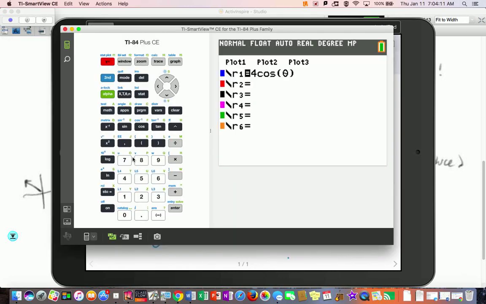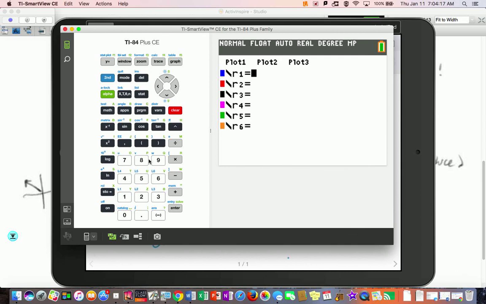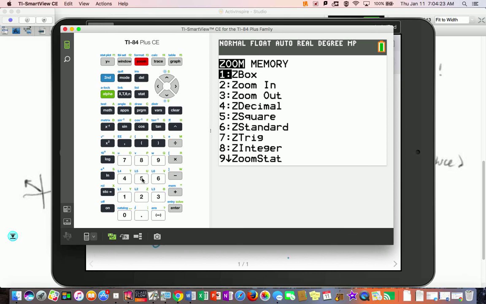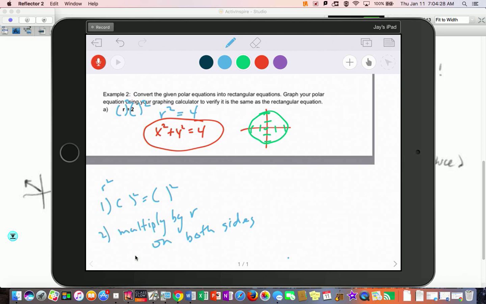What is the graph of r equals 2? And it's just a circle. And again, if you want to see more of a circle, hit zoom 5 to square it. So that's what we ended up with.